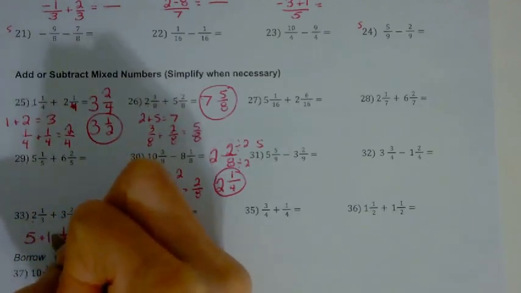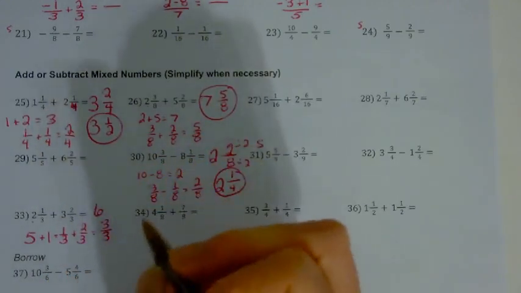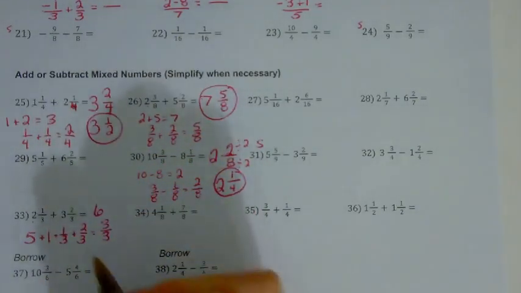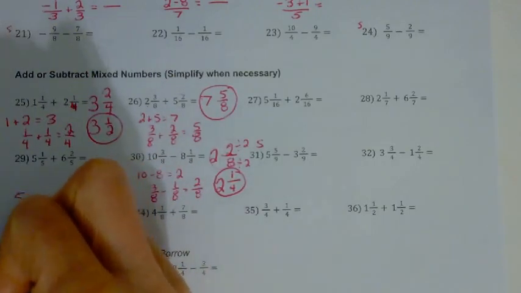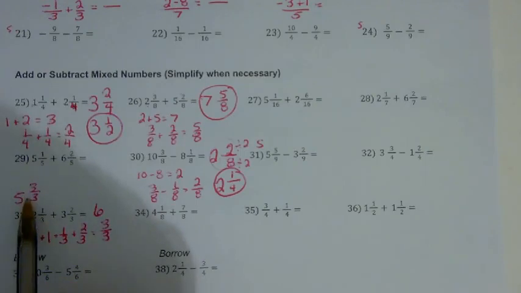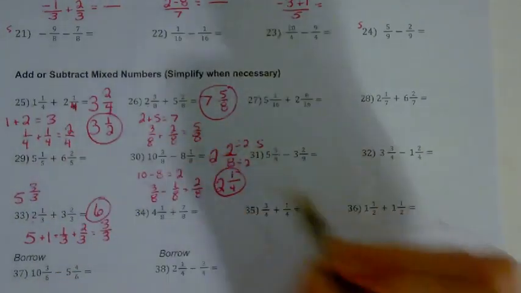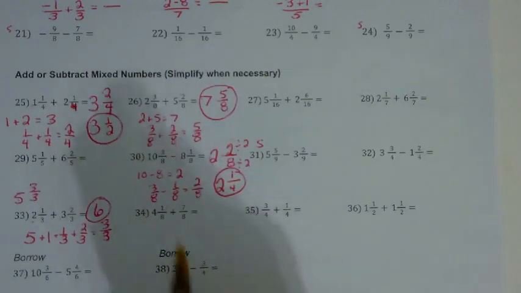So that's 6. So in other words, let me see if I can explain that again. We have 5 and 3/3. Well, that's 1. So we're going to add it to the 5, so it becomes 6. And that happens again here. We have 4 plus, there's no whole number here, so we just have 4.